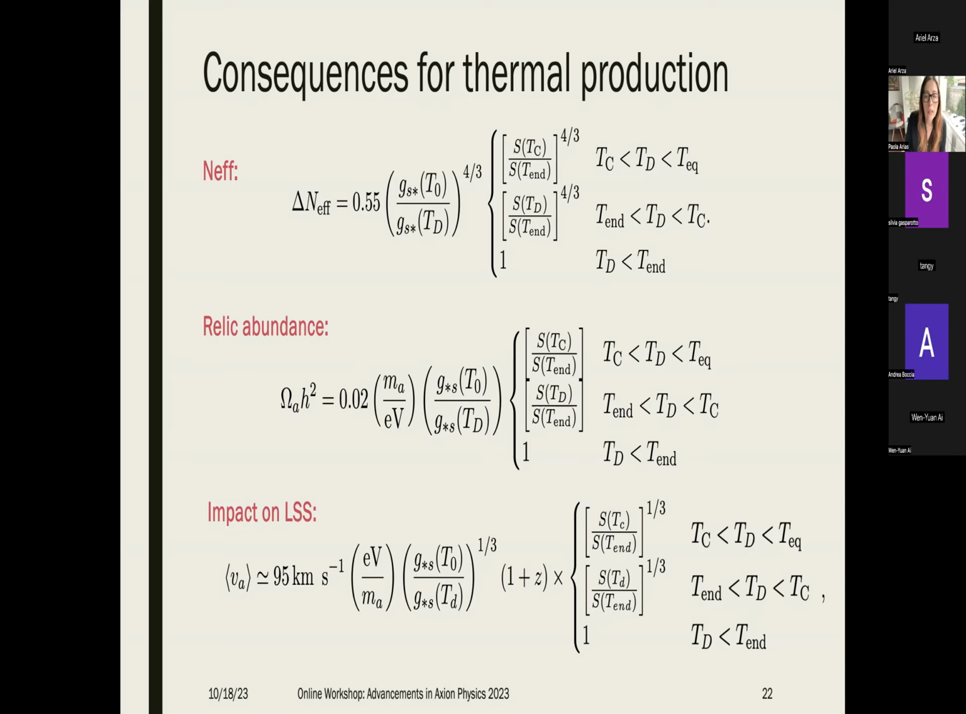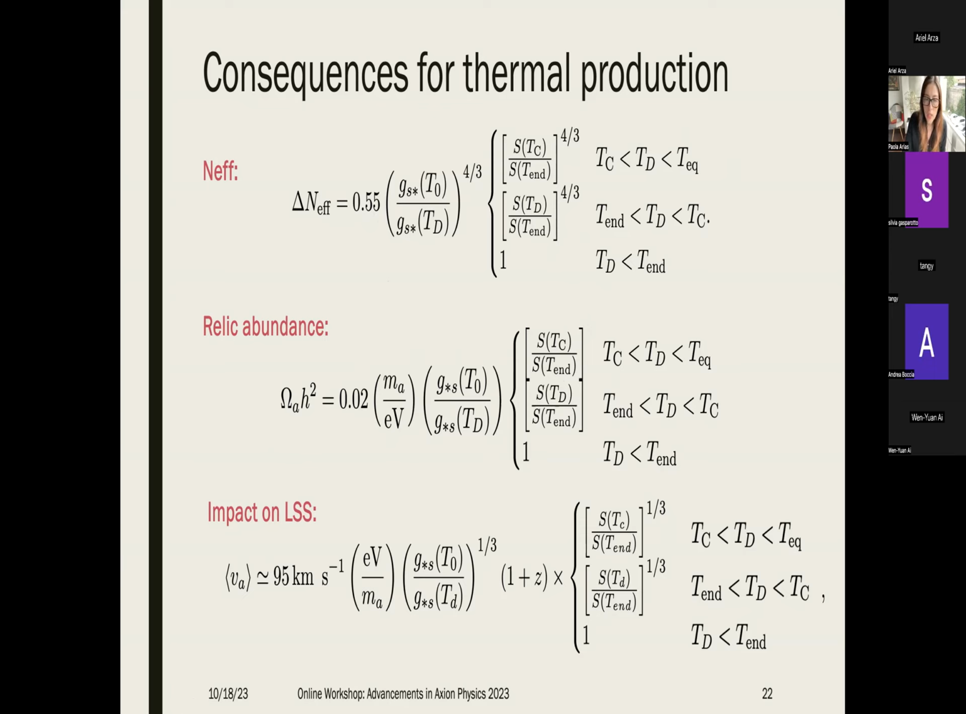What I would like to stress is that the most affected quantities by the dilution are the contribution to the effective number of neutrinos and the relic abundance, and not so much the velocity, which goes with the entropy dilution to the 1/3, and this other to the 4/3, and to the 1.